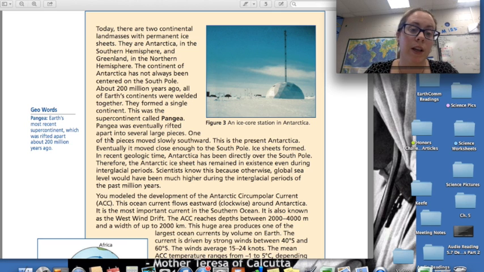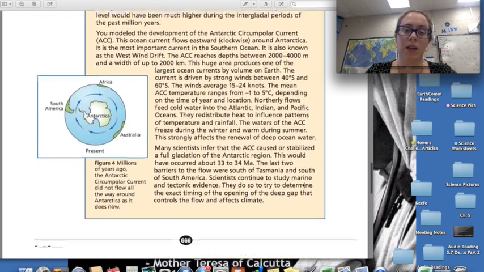Pangaea eventually rifted or broke apart into several large pieces. One of these pieces moved slowly southward. This is the present Antarctica. Eventually, it moved close enough to the South Pole. Ice sheets formed. In recent geologic time, Antarctica has been directly over the South Pole. Therefore, the Antarctic ice sheet has remained in existence even during interglacial periods. Scientists know this because otherwise global sea level would have been much higher during the interglacial periods of the past million years.